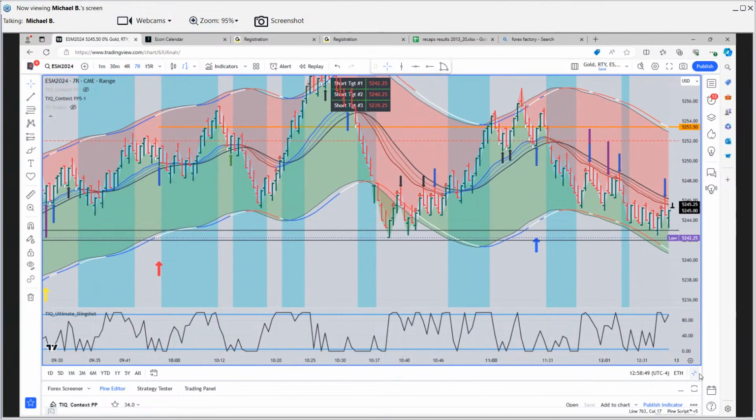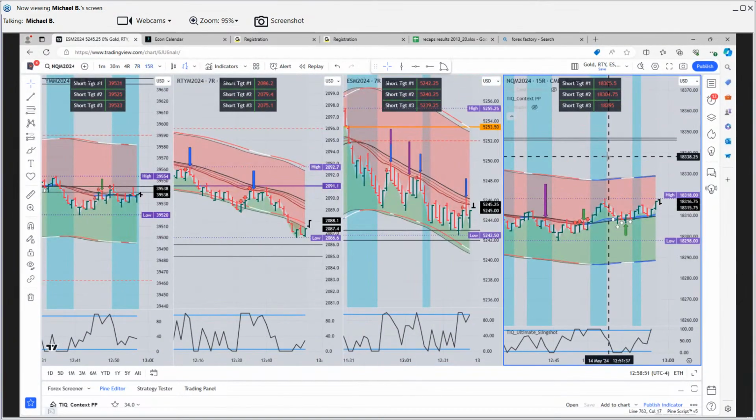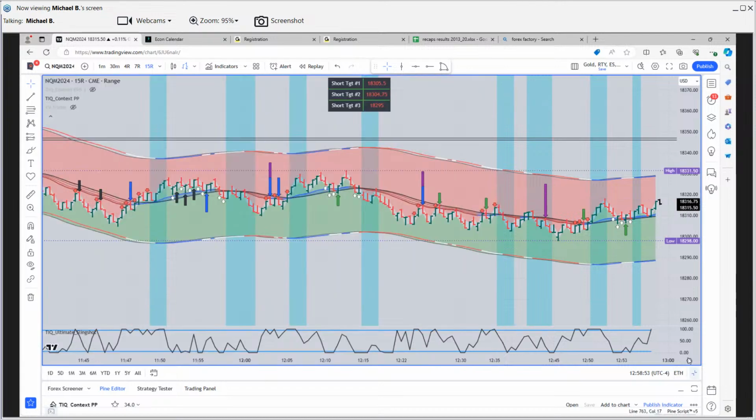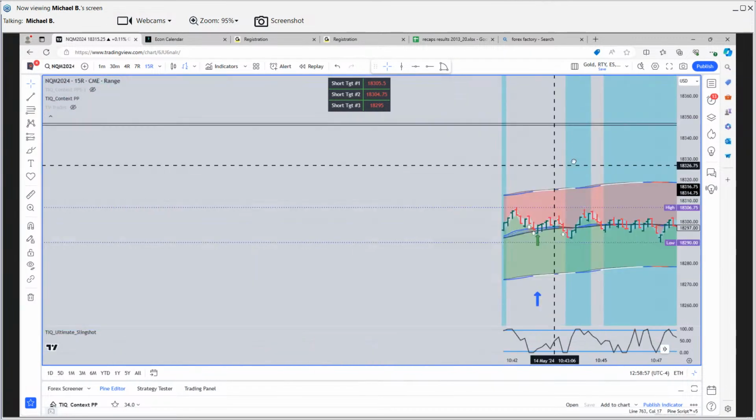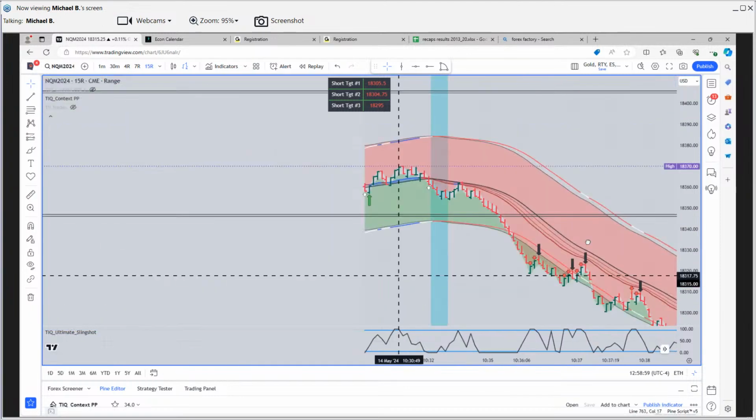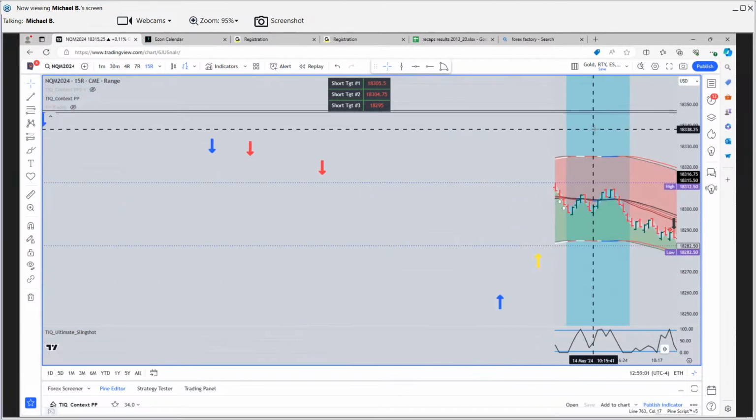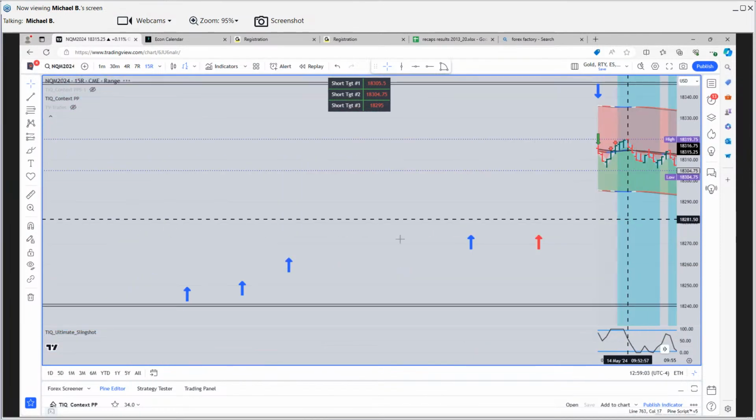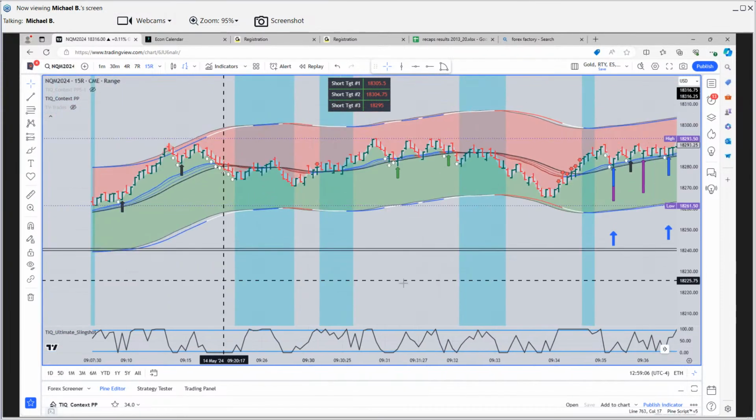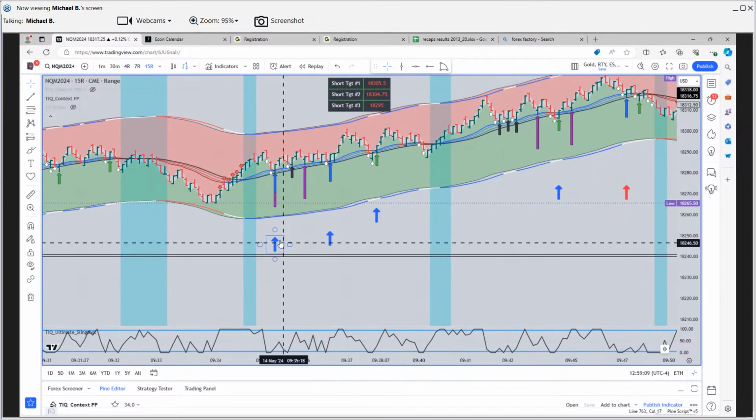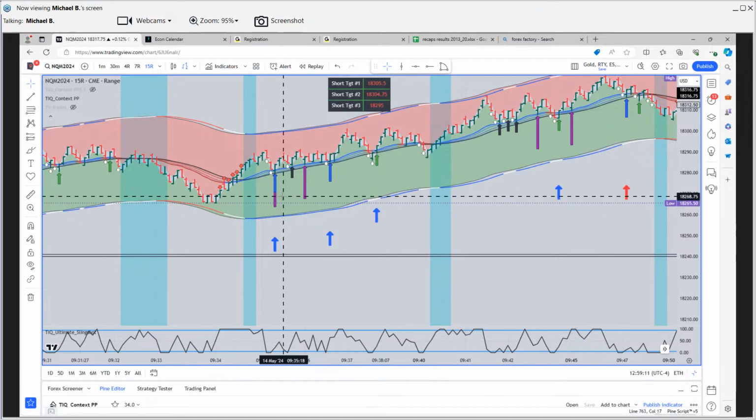Okay, so I ended up with -2 on the ES. Now the NQ, let's go all the way back to the beginning. Here we go. Here we are. All right, another blue purple one. That was our first trade of the morning on the NQ.